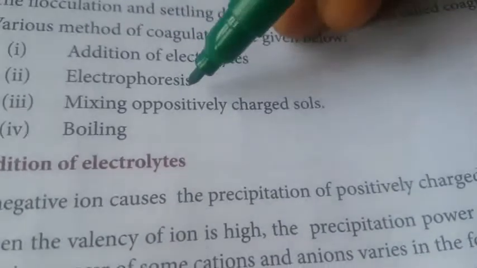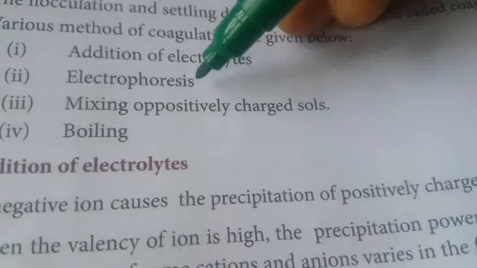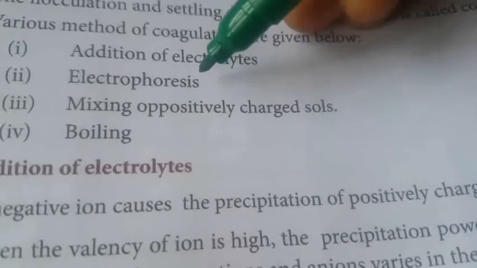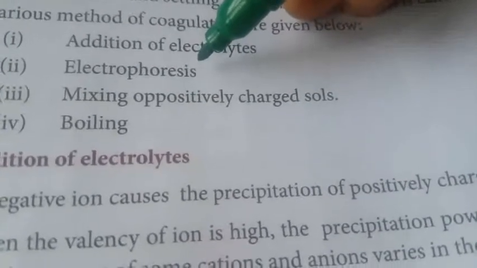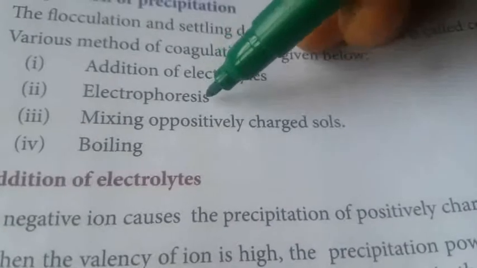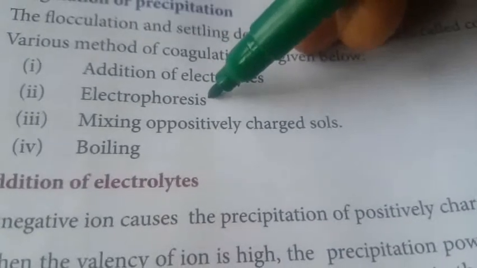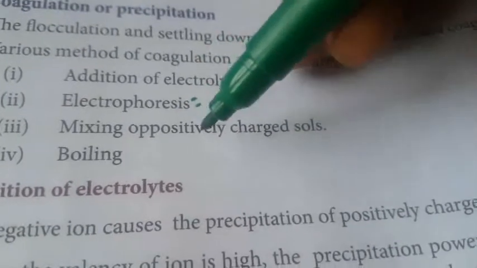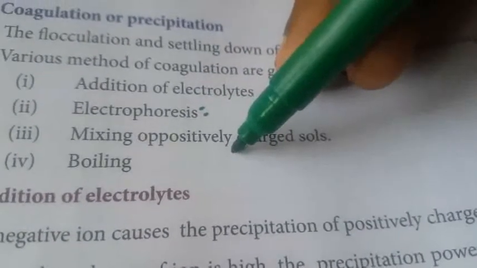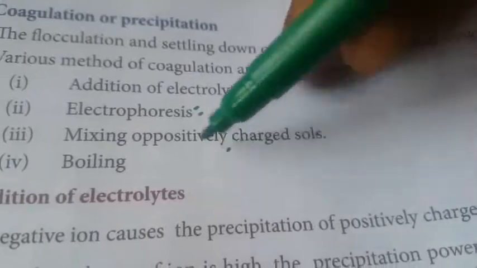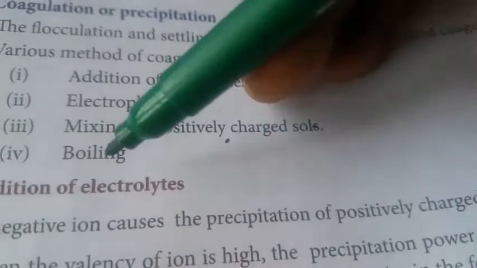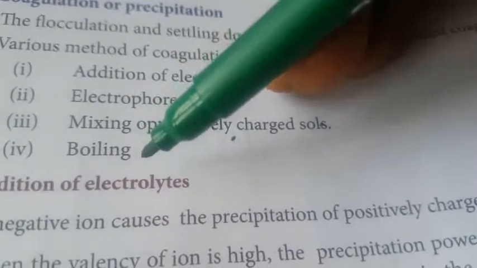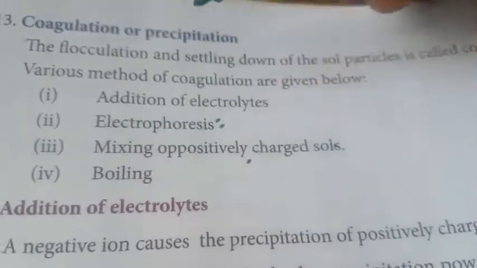Next, what is meant by electrophoresis? That is the movement of the cation and the respective anion towards the respective electrode under the influence of electric field. So that is electrophoresis. Mixing oppositely charged salts: if the colloidal solution has a positive charge and we add a negative charge, it will coagulate. Next, if you boil or heat, the colloidal solution will coagulate.